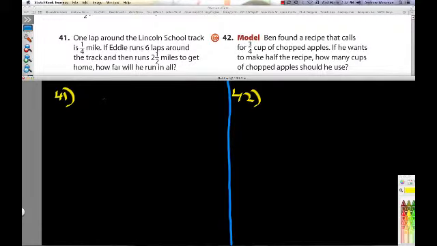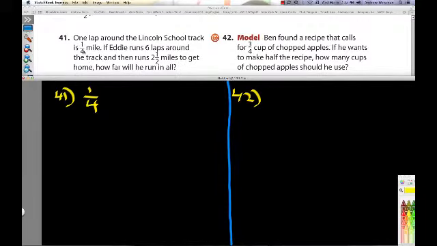In this segment, we're going to run through two examples of problem solving. In this first one, the example says 1 lap around the Lincoln School track is 1/4 of a mile. Well, that's good to know. I write that down. If Eddie runs 6 laps around the track and then runs 2.5 miles to get home, how far will he run in all?